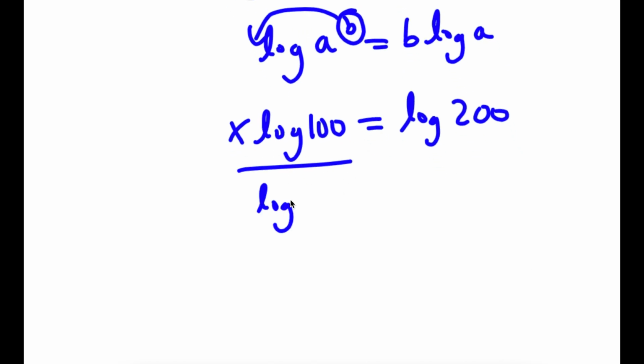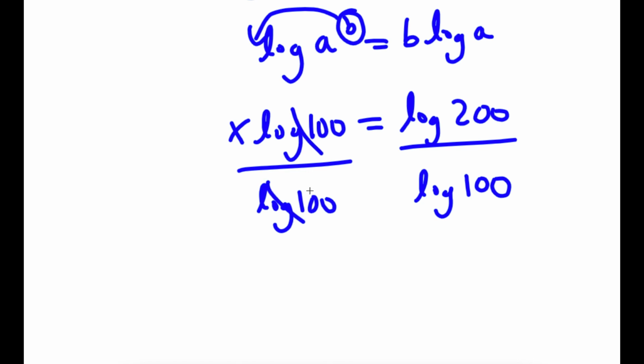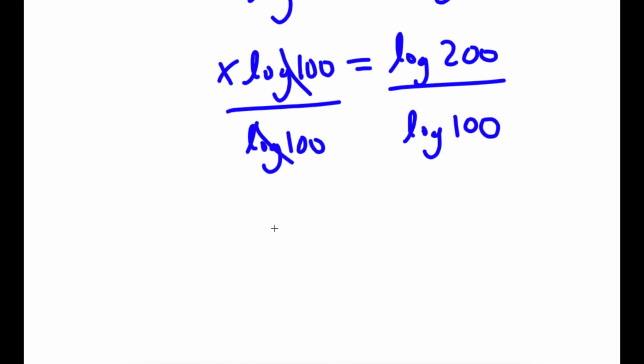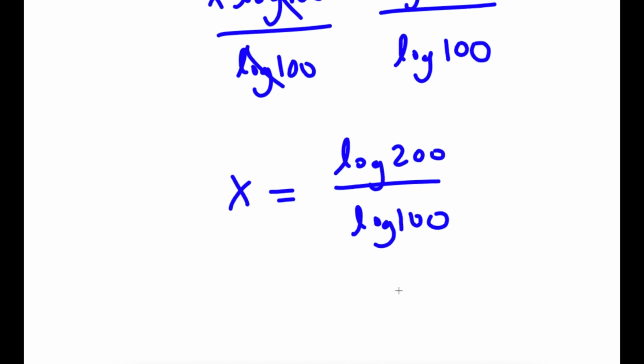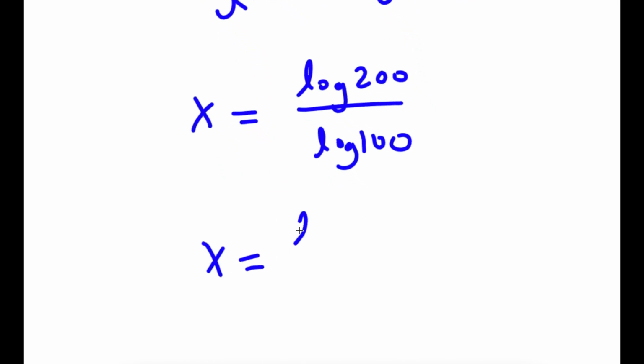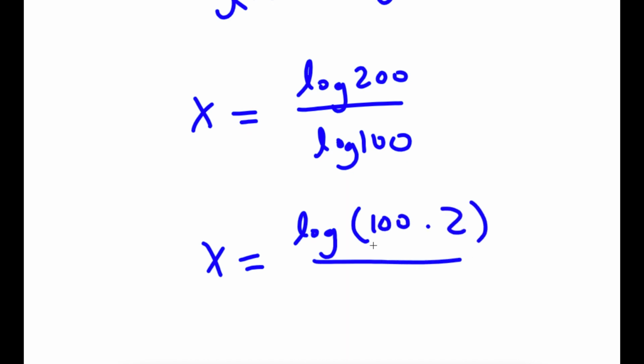Now I'm going to divide both sides by log 100. So then these two cancel out, and now I have x is equal to log 200 over log 100. Now log 200, this is the same thing as log of 100 times 2. And I have this over log 100.